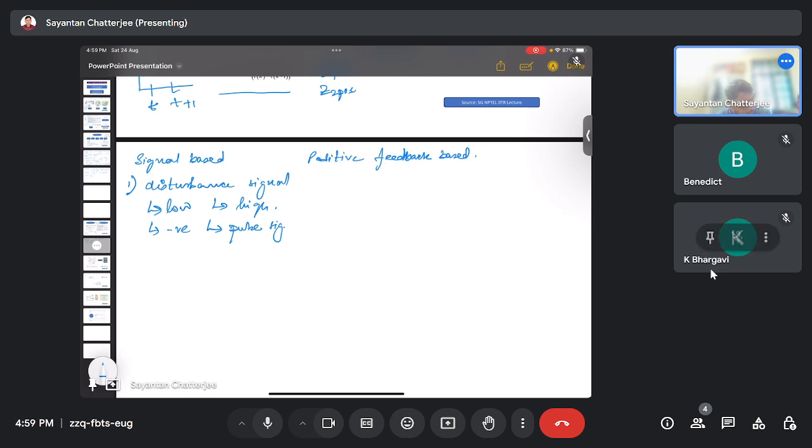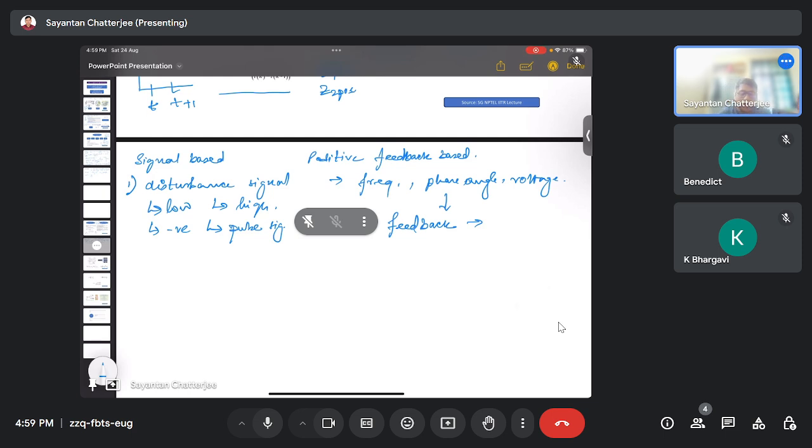Now from the positive feedback point of view, we can have information like the frequency, the phase angle, voltage, etc. Based on these deviations, they access this information as feedback, and based on this feedback it can be detected whether the system is operating in islanded mode of operation or grid connected mode of operation.